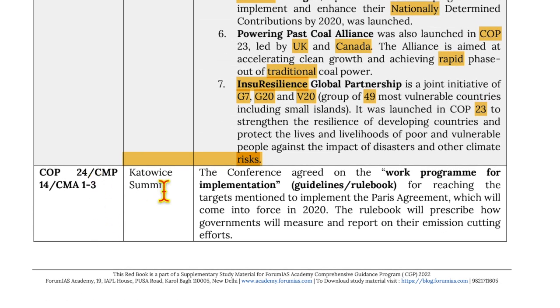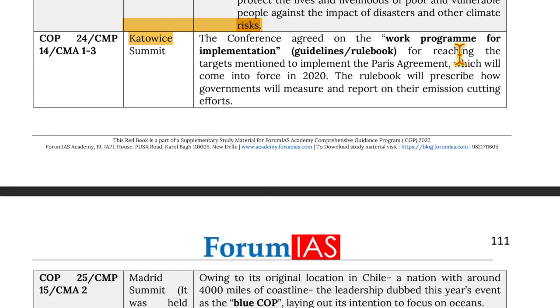Now, moving on to COP24, that is Katowice Summit, the conference agreed on a work program for implementation, guidelines and rulebooks for reaching the targets mentioned to implement the Paris Agreement, which will come into force in 2020. The rulebook will prescribe how governments will measure and report on their emissions cutting efforts.